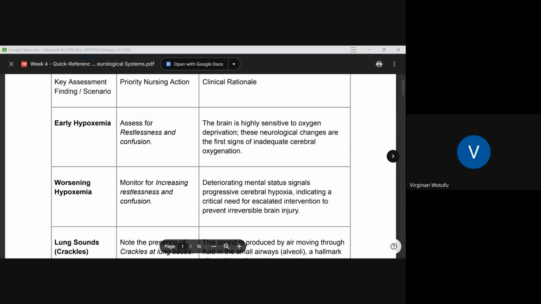So clinical findings associated with hypoxemia will often include restlessness and confusion as well. And for the same reason I just mentioned, it's because you have diminished oxygen supply to the brain, and the brain is very sensitive to oxygen deprivation.